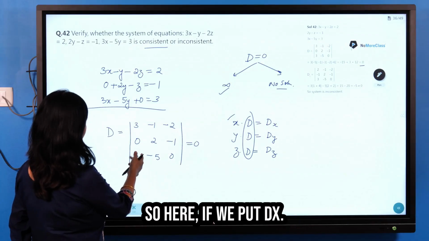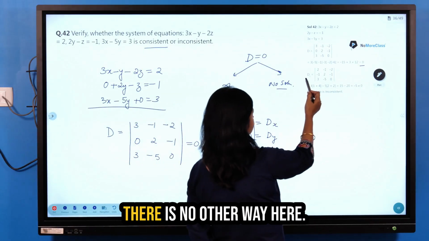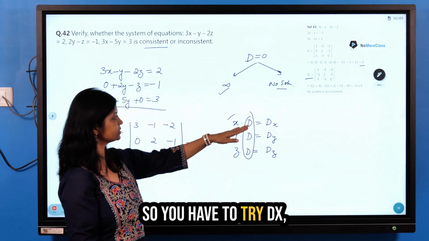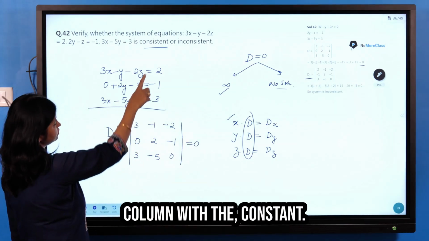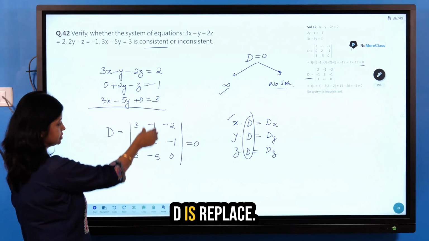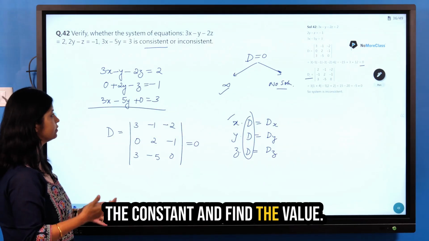So here, we have to try Dx. There is no other way here. Dx means you replace the first column with the constants. Dy is replace the second column with the constants. Dz is replace the third column with the constants, and find the value.